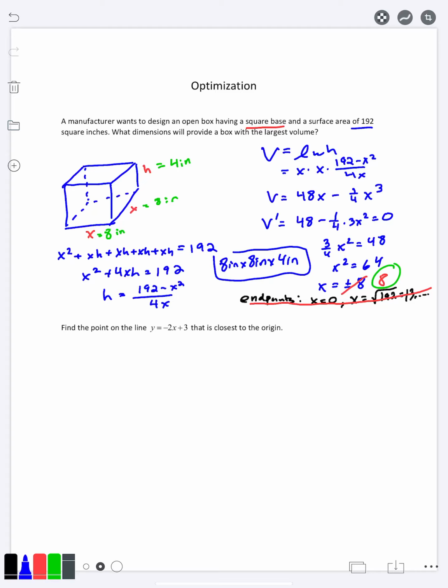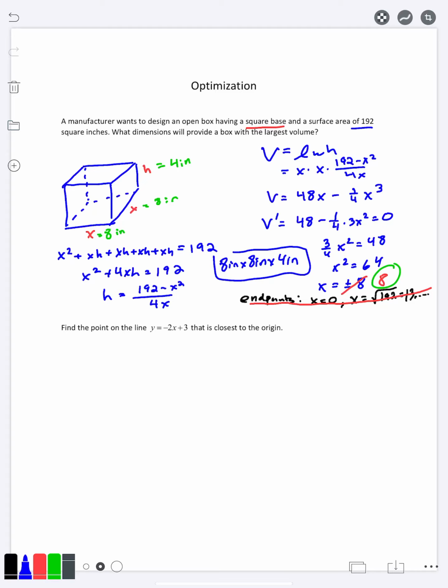Okay, so let's go ahead and do this here. We say, okay, the next one, we have a line, and we want to find the closest point to that line. All right, we want to find the closest point here.